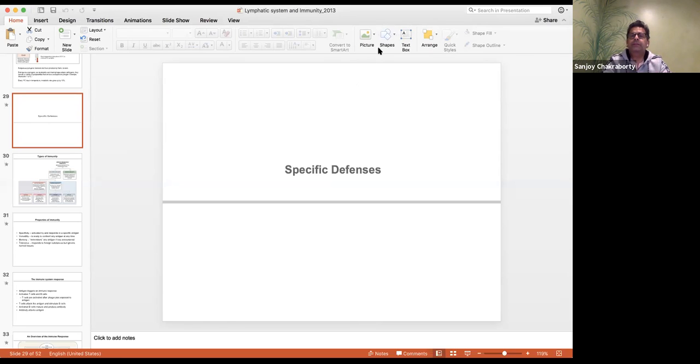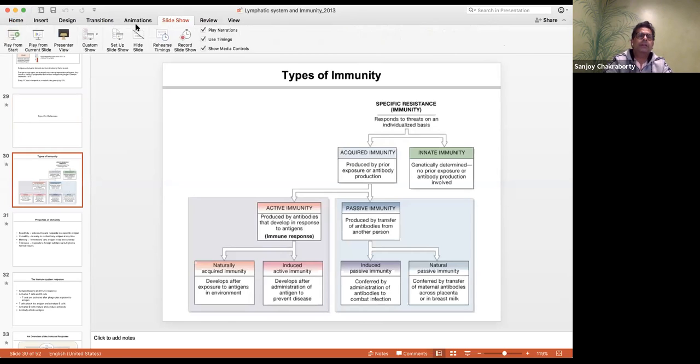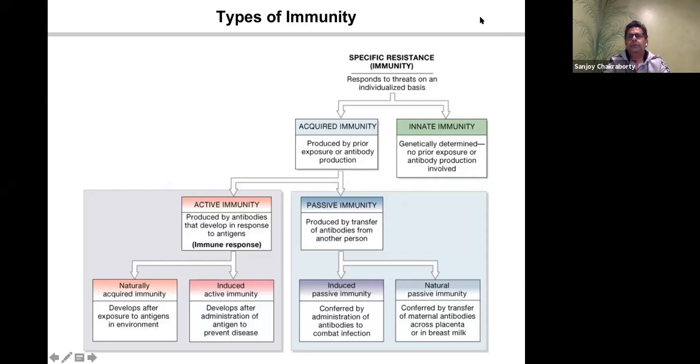Now, the specific defense that we are going to learn now deals with immunity in general. If we can understand immunity first, like how we tell the difference between multiple types of immunity, that we are going to learn first. And then we are going to go into detail of these specific differences.